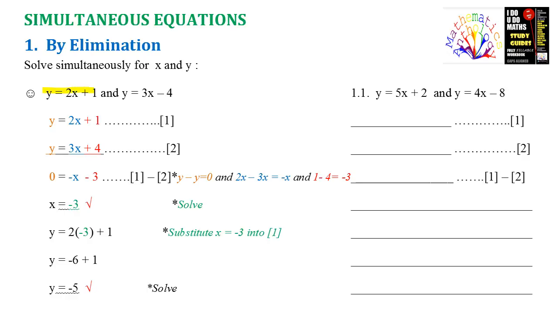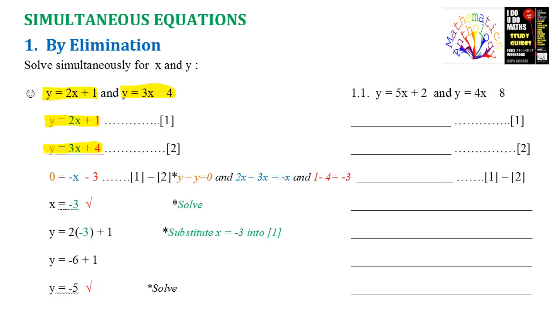y is equal to 2x plus 1 and y is equal to 3x minus 4. Okay, so to solve this simultaneously, we need to set them up in order. So we have y first, then 2x, and 1. So the y term first, the variable x second, and the constant last. Again, for the second equation, y is equal to 3x minus 4. I'll have my y term first, my x variable term second, and my constant third.